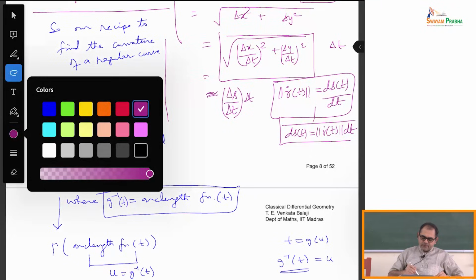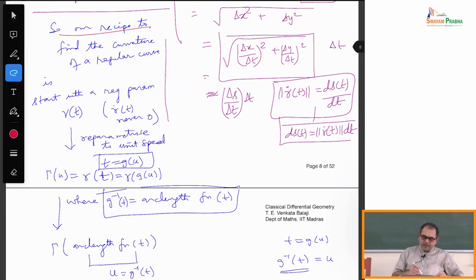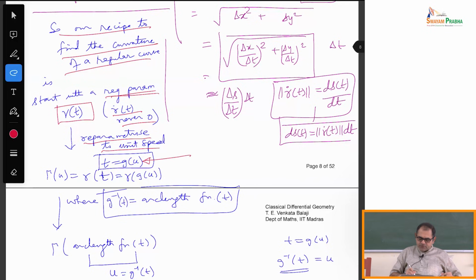So the recipe to find the curvature of a curve is that you start with a curve with a regular parametrization gamma of t, and regular means that gamma dot t never vanishes. Then you reparametrize it to unit speed. That means you have to change the variable from t to u. So you put the substitution t equal to g of u, so that gamma of t will become gamma of g of u, and this function of u, you call capital gamma of u.